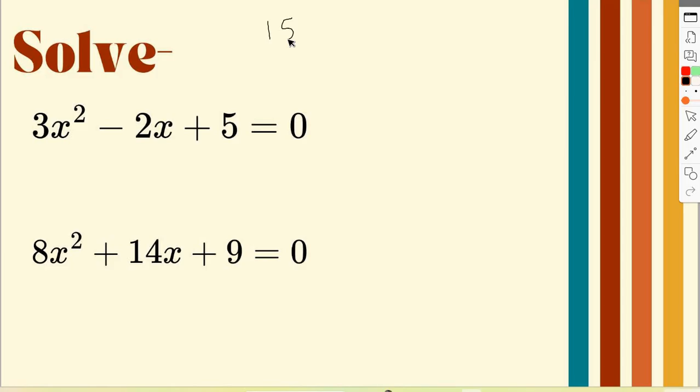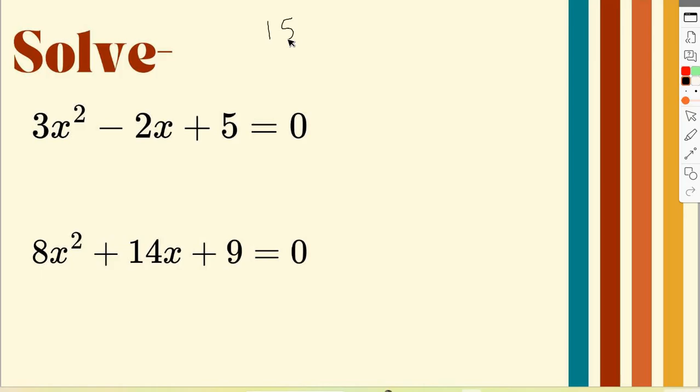But does that give me a positive 15? And if it was 5 and 3, that gives me a positive 15, but that doesn't give me a -2. So are there any two things that I could multiply together to give me positive 15 that add together to give me a -2? No. Okay. What do we do then if I can't factor it? Do we remember? Quadratic formula. We use the quadratic formula.